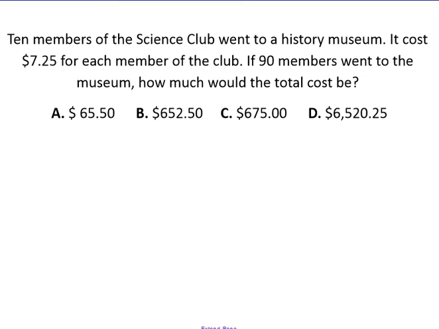10 members of the science club went to a history museum. It costs $7.25 for each member of the club. If 90 members went to the museum, how much would the total cost be? So I'm going to highlight the question. How much would the total cost be?